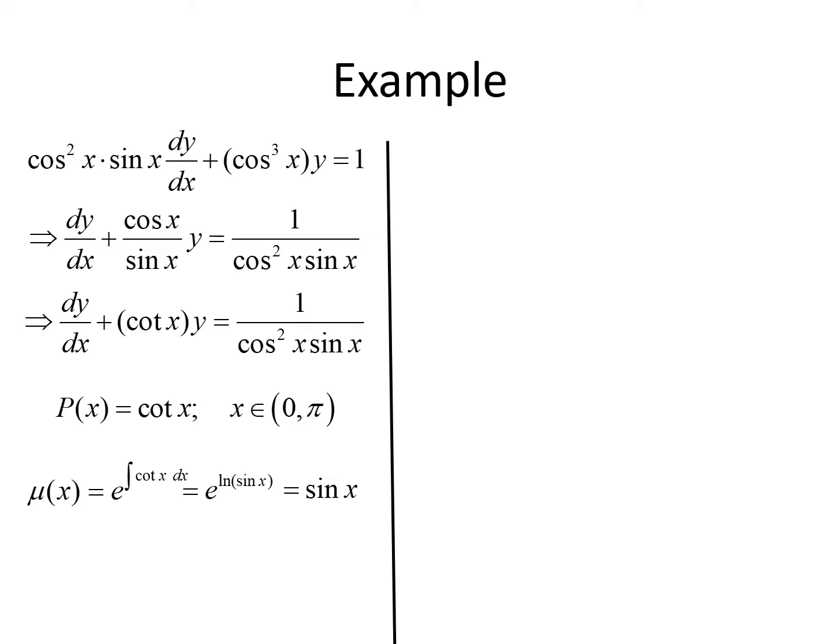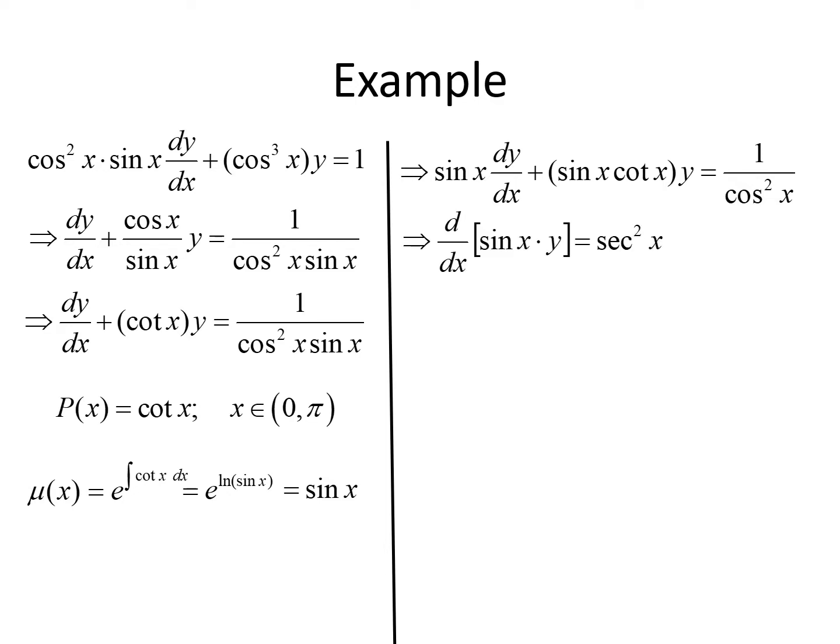We'll multiply everything in our standard form by this integrating factor. So sine x times dy/dx plus sine x times cotangent x times y is going to equal 1 over cosine squared x. And then we're going to simplify. So again, that left-hand side is going to simplify to be the derivative of the integrating factor times the dependent variable. So that'll be the derivative of sine of x times y. And then the right-hand side, 1 over cosine squared, we can rewrite as secant squared.